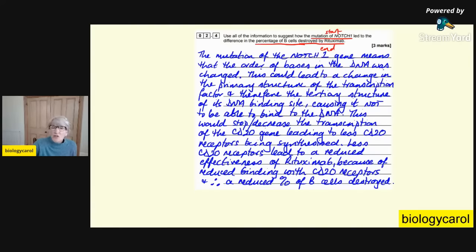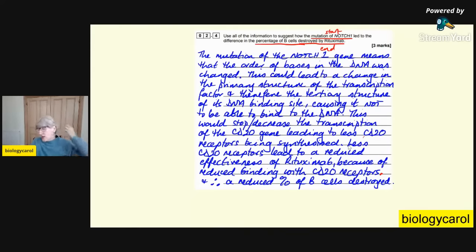This would stop or decrease the transcription of the CD20 gene, leading to less CD20 receptors being made or synthesized. Less CD20 receptors lead to a reduced effectiveness of rituximab because of the reduced binding with CD20 receptors. And therefore, I could have put a full stop here, that might have been good. And therefore, finishing off, clinching the deal, hopefully, a reduced percentage of B cells destroyed. I've gone from the start to the end.